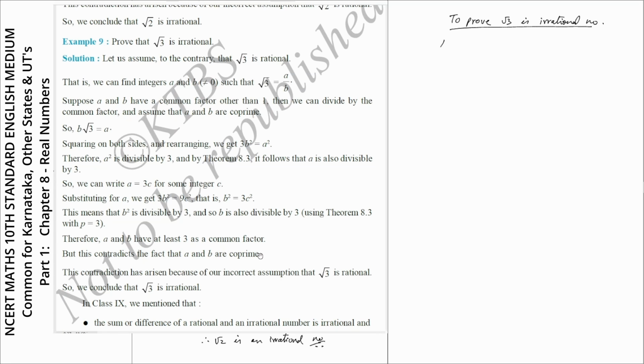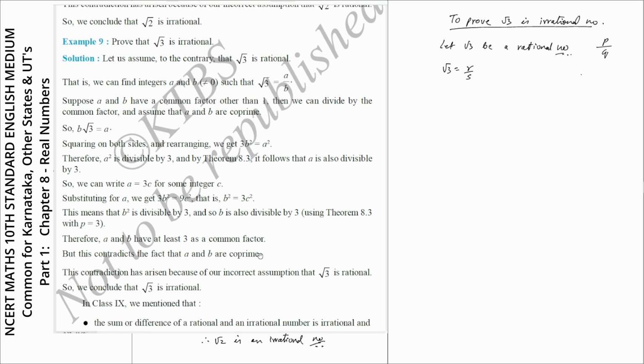Okay, let root 3 be a rational number. So if it is, what are rational numbers? Rational numbers are numbers which are in the form of p by q, where p and q are integers and q not equal to 0. Therefore root 3 I can write as r by s, where r and s are integers and s is not equal to 0. Now r and s will have some common factor which I can cancel.